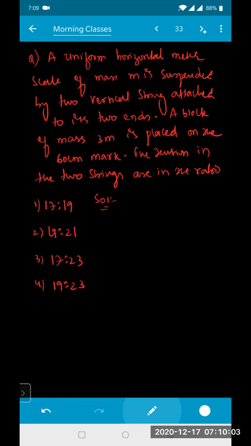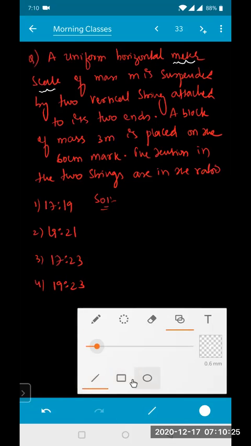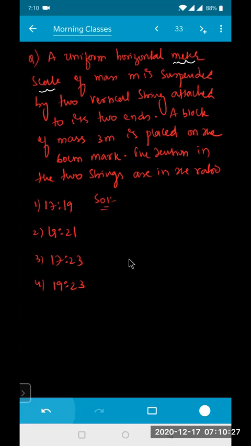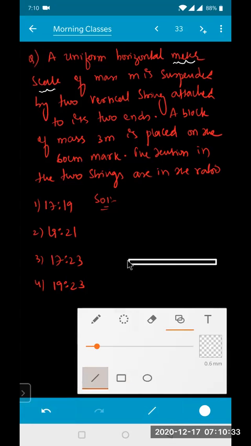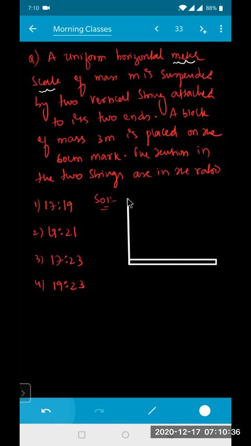Okay, so we got a uniform horizontal meter scale. Meter scale means the distance is 100 centimeters, of mass m, suspended by two vertical strings attached to its two ends, like in the first problem. So we are having a meter scale like this, and they are attached by the strings like this.